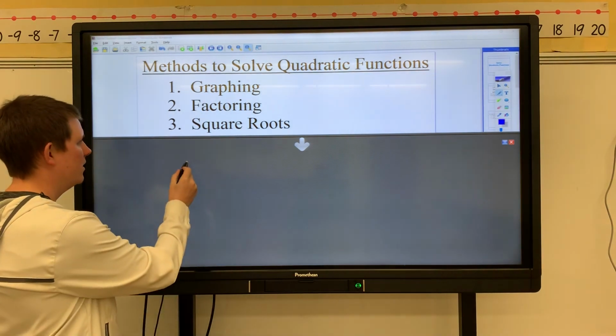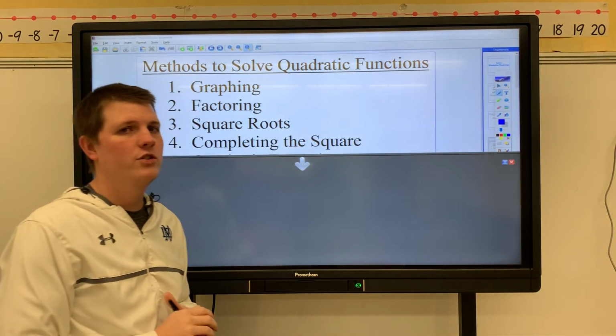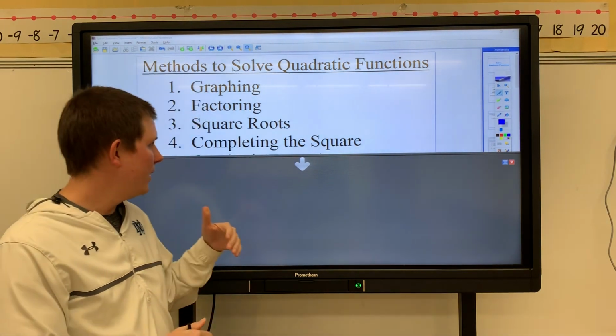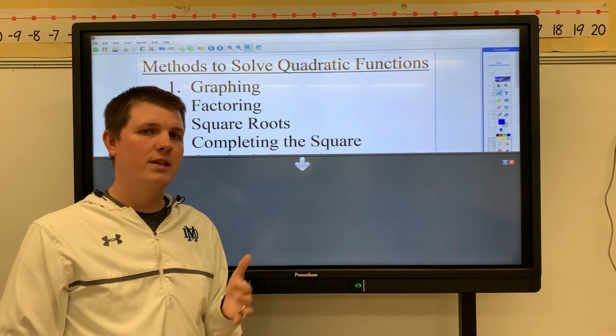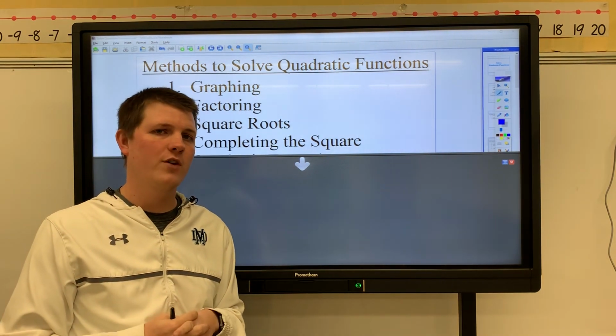The next method, number 4, is called completing the square. That is one method we're actually not going to talk about at all. All right? The other methods are much easier. This method is kind of difficult, and the other methods are just easier to do. So we're not going to focus on that one.